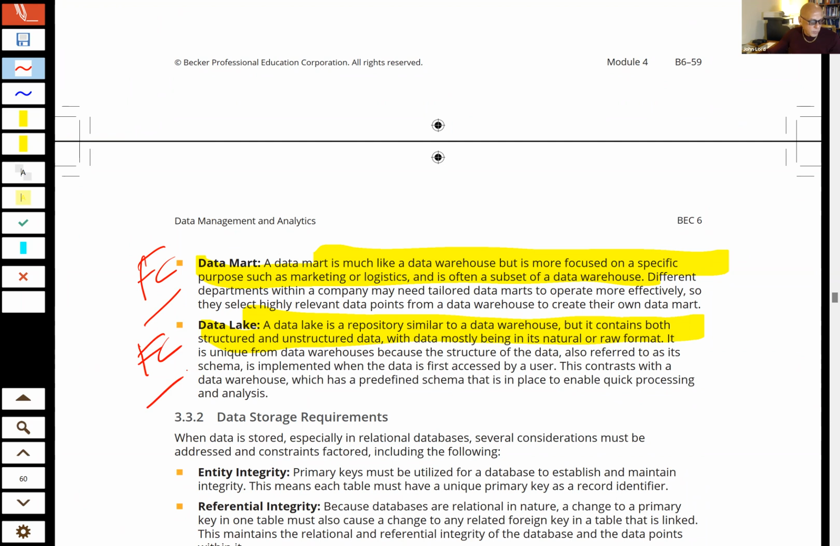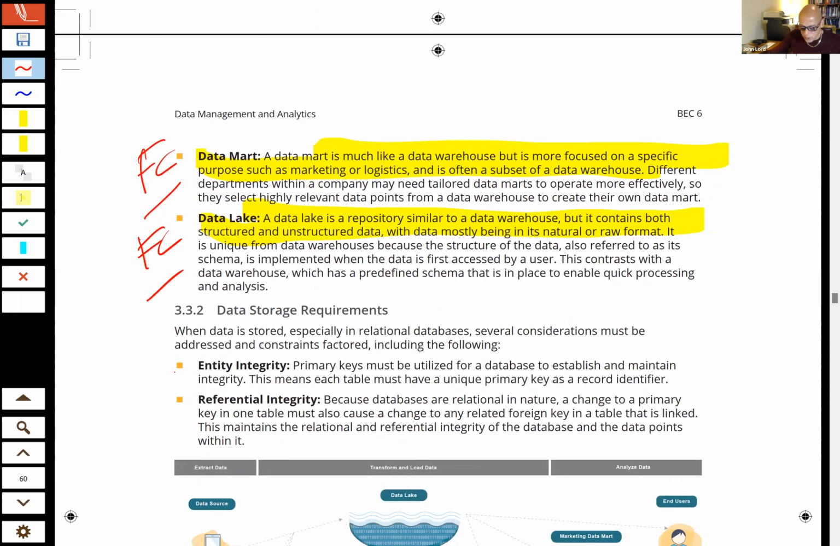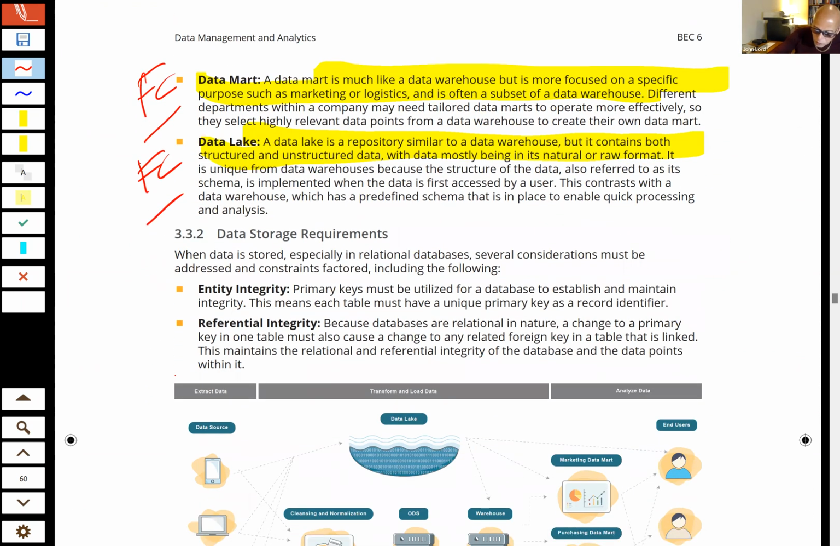Okay, now considerations for our data storage requirements. We have to make sure that we have entity integrity. So primary keys must be utilized for a database to establish and maintain integrity. Referential integrity, because databases are relational in nature, relates a primary key in one table to a foreign key in another. Okay, so we have to maintain that integrity.